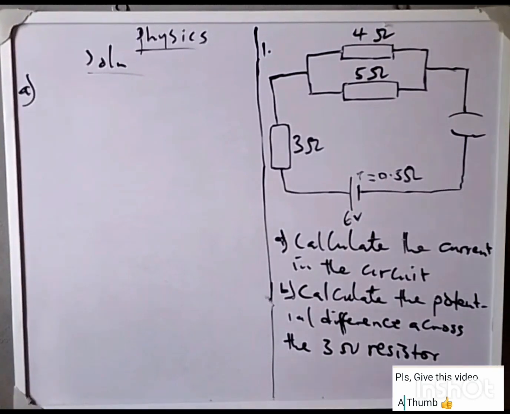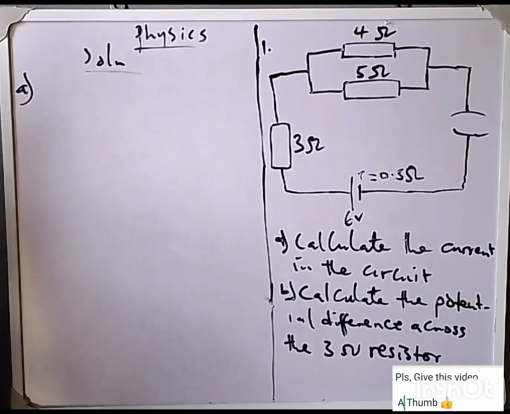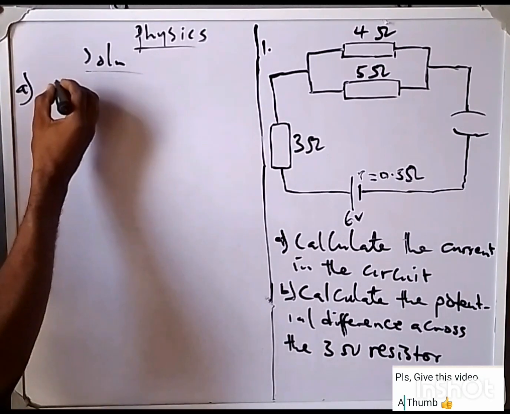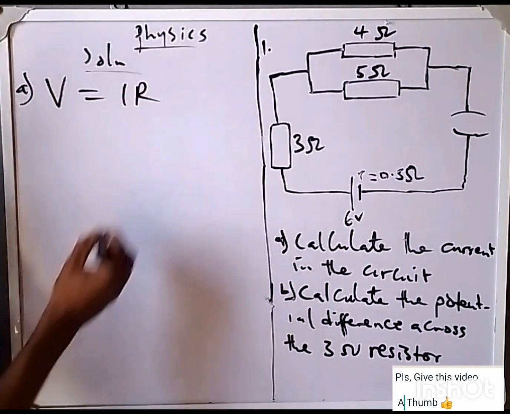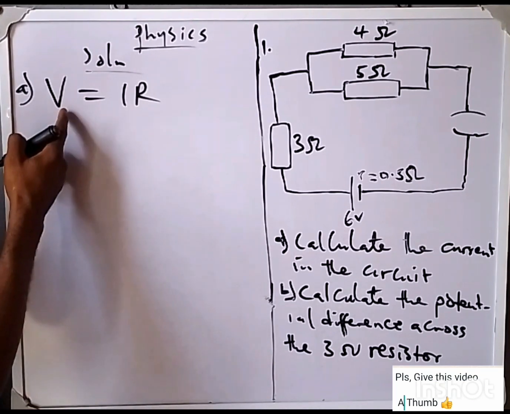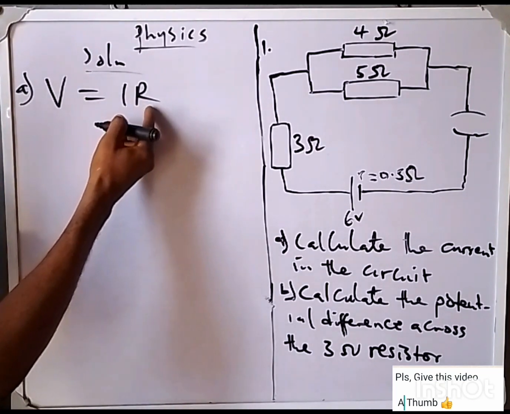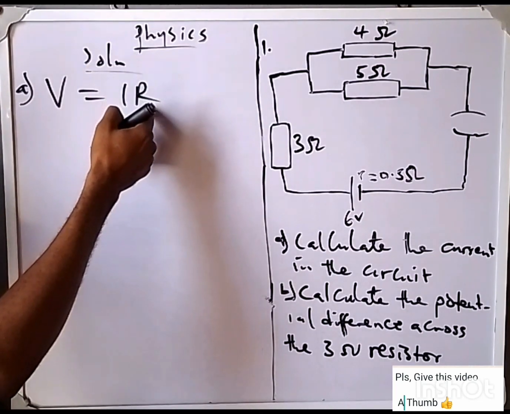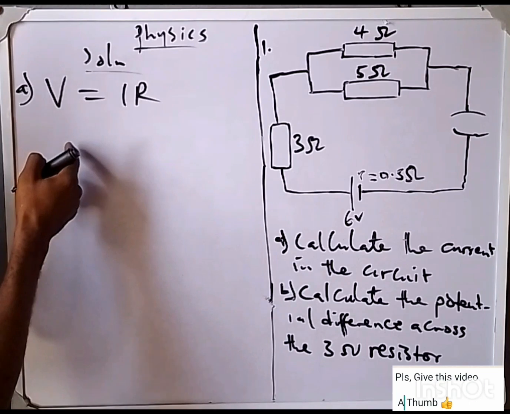In the B part of it, you are asked to calculate the potential difference across the 3 ohm resistor. What you are going to do is use the formula V is equal to IR. Voltage drop is equal to I, the current in the circuit, multiplied by the resistance of the resistor that you want to find the voltage drop across.